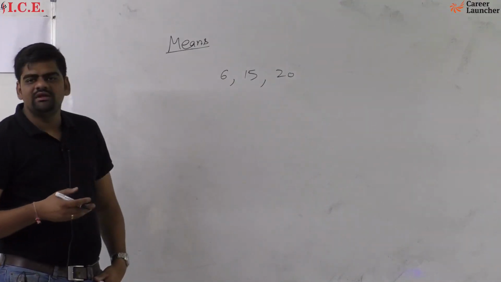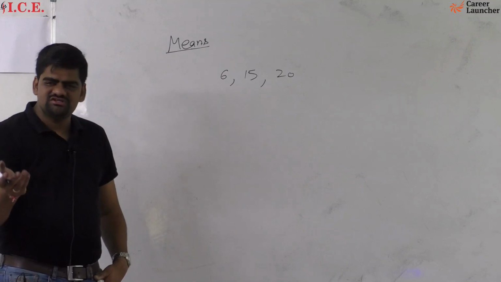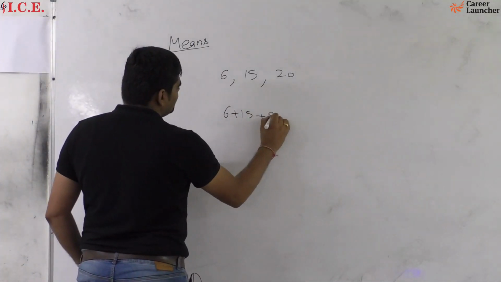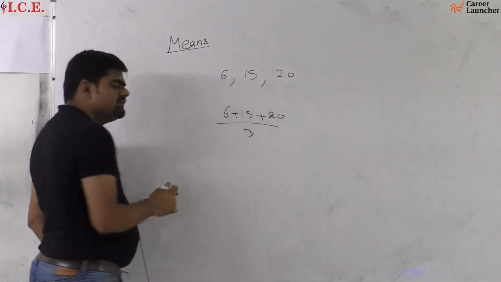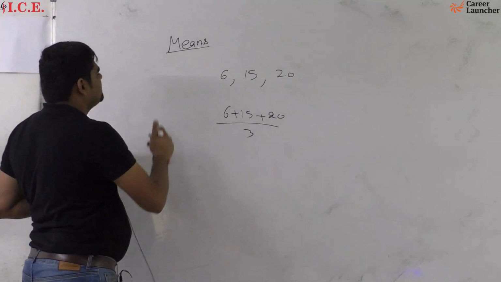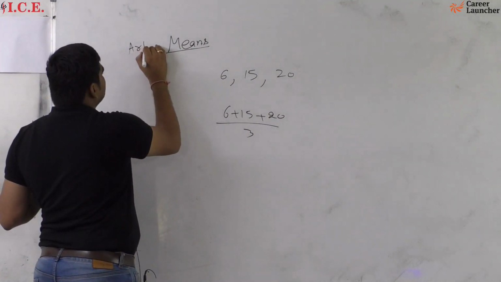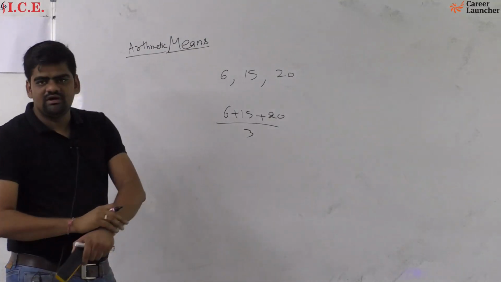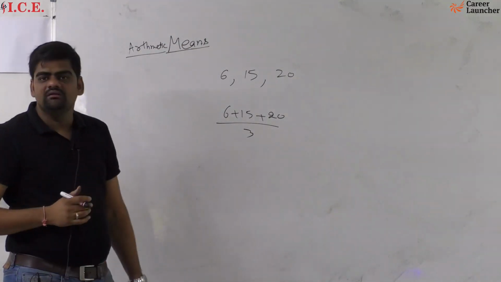But can you find the mean? Mean means average. Yes, I can find the mean, sir. So it will be 6 plus 15 plus 20 divided by 3. Yes, we know how to find the mean, right? Now, this is called the arithmetic mean. Right?